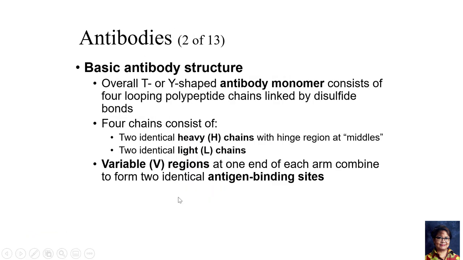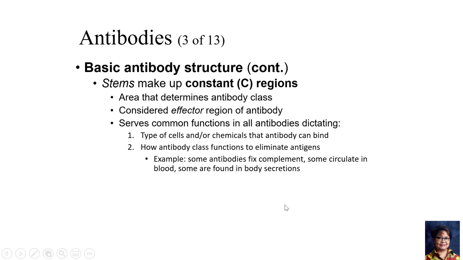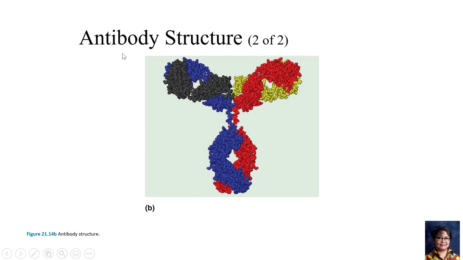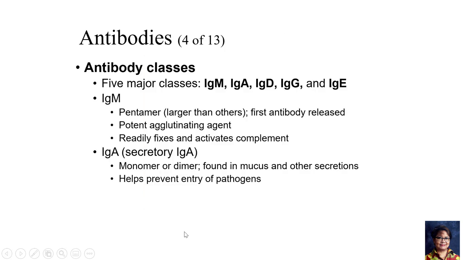Then you have the variable regions. The variable region, which is one end of the Y, is the end that is intended to be the antigen binding site. So somewhere here will be your specific antibody binding sites.